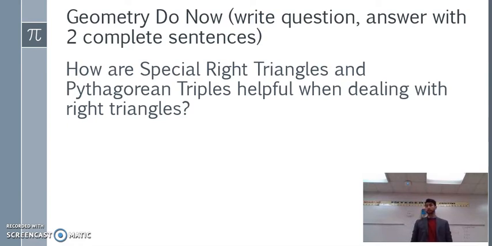So pause the video for a second and think about that. Okay, hopefully you came up with the answer to that question, which is there's shortcuts. Special right triangles and Pythagorean triples are shortcuts when dealing with common right triangles. So the answer to my question, how are special right triangles and Pythagorean triples helpful when dealing with right triangles? They're helpful by giving us a shortcut when dealing with common right triangles. Okay.